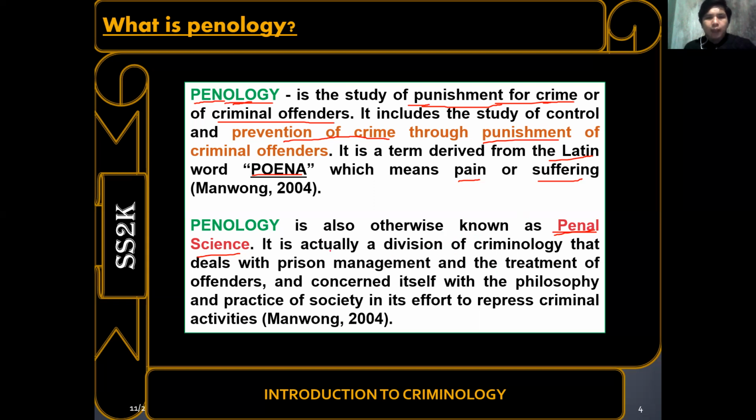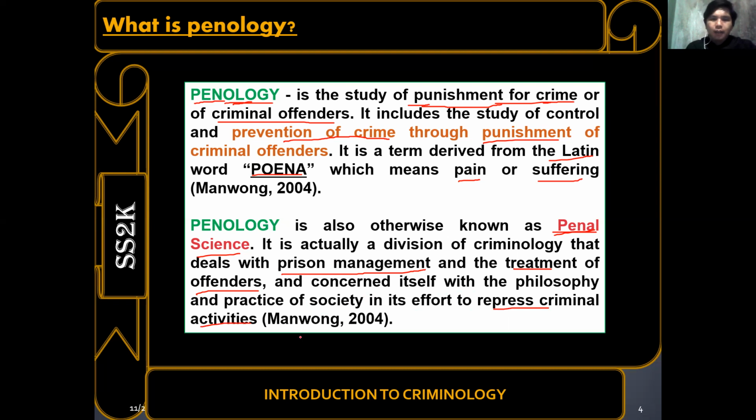Or it is the systematic study of penalty that can be imposed because of commission of a crime. Okay. It is actually a division of criminology that deals with prison management, the treatment of offenders. Para sila po ay magbago, you need to treat them because according to the positivist theory, criminals are sick individuals who need to be rehabilitated, who need to be treated. And it is concerned with the philosophy and practice of society in the effort to repress criminal activities.